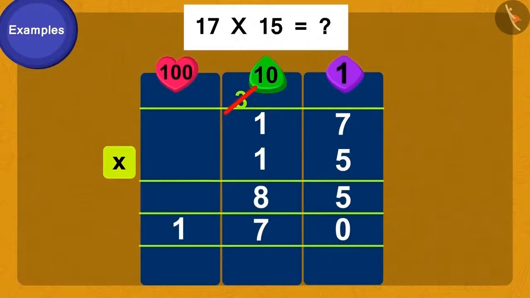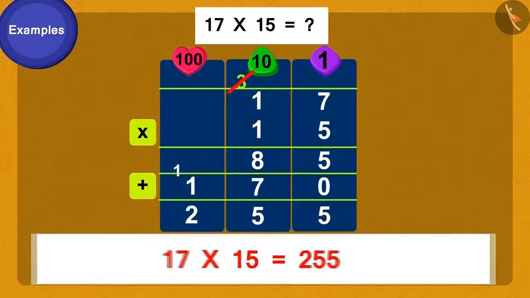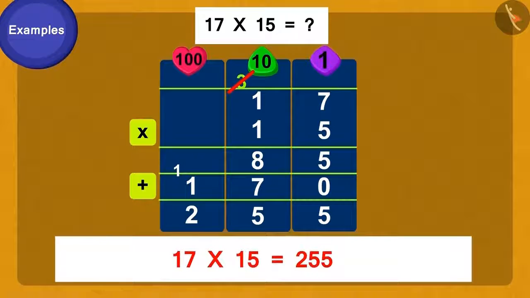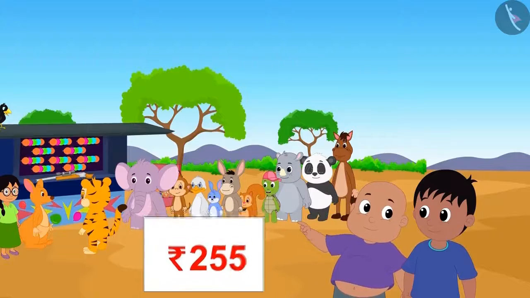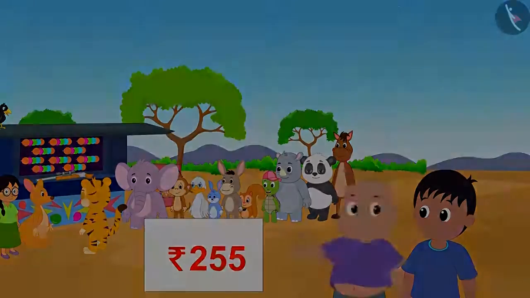Now it's very easy. Simply add 170 to 85. What do we get? 255. Doing this, we get our answer: 17 15s are 255. Raju and Bablu will have to pay a total of 255 rupees.